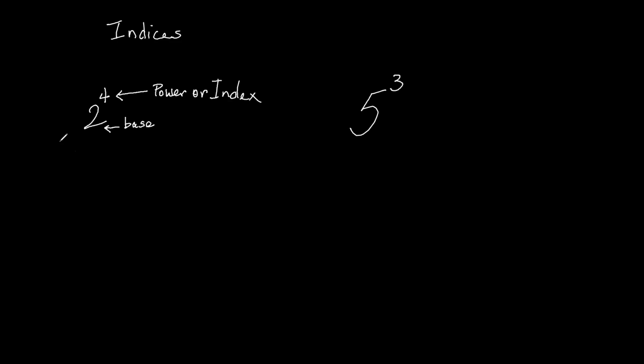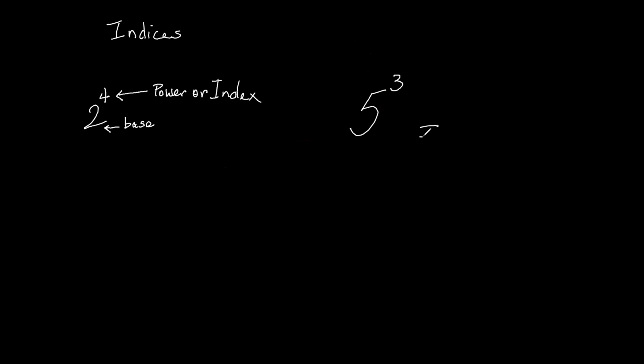Josiah, what is the 3 called? The 3 is called a power. A power. Tyrell Ross, what is the 5 called? A power. The 3 is the power. What is the 5 called? The base. The 5 is called the base, and the 3 is called the power.